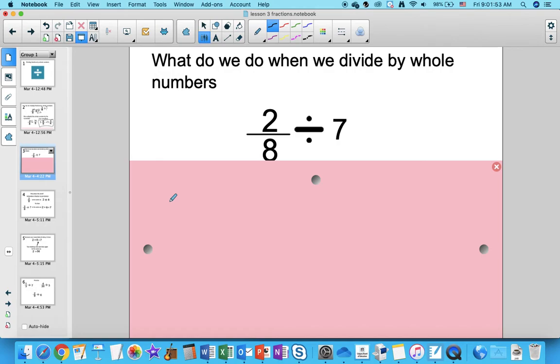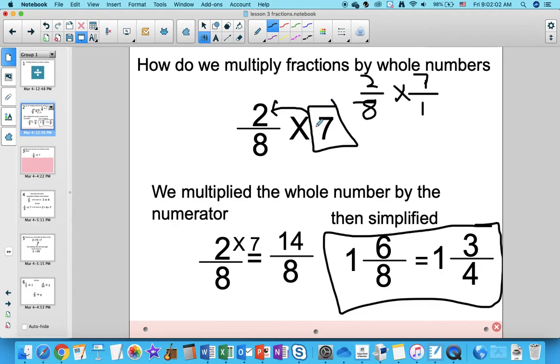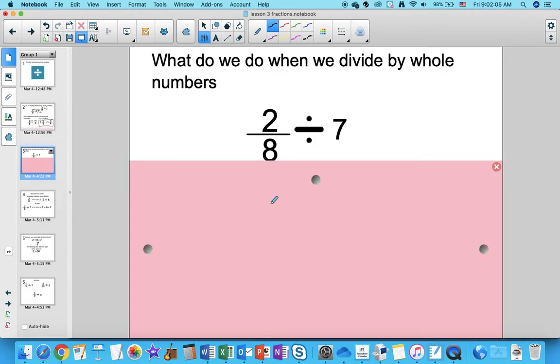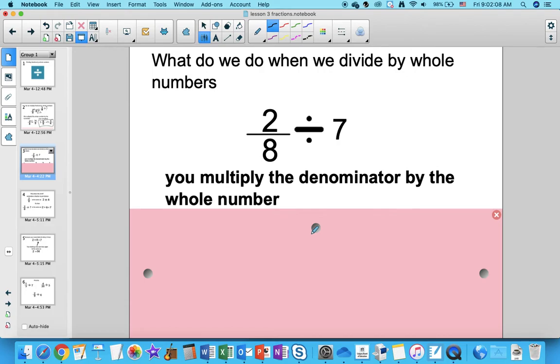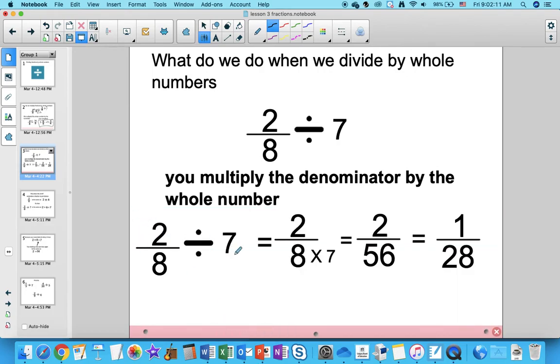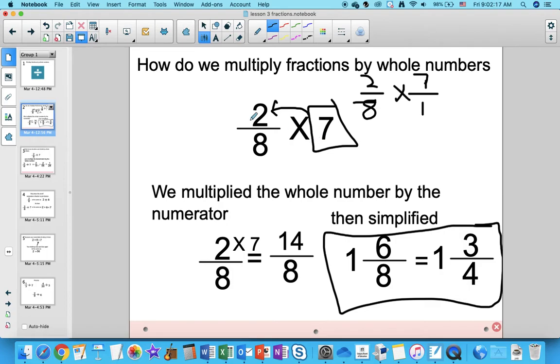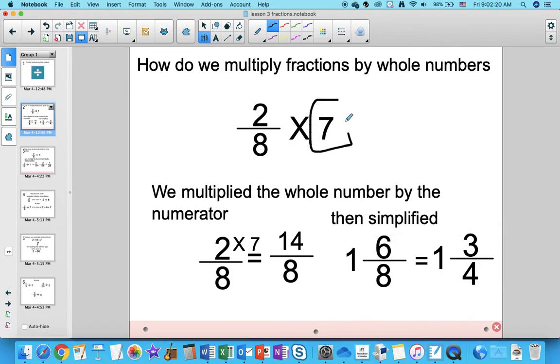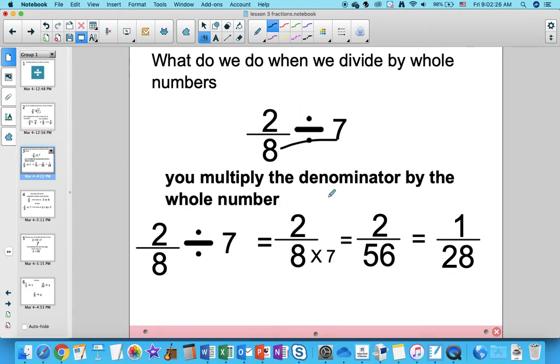Okay, well then, what do we do when we divide? What do we do when we divide by whole numbers? Well, when we multiplied, the shortcut was we just multiplied the tops. Well, in this case, you multiply the bottoms. So here we have 2 over 8 divided by 7. Now I'm not going to turn it into a fraction because that might be a little confusing, but just like when we multiplied whole numbers by fractions, you multiplied the top. Well, in this case, you're multiplying the bottom. So you multiply the denominator by the whole number. So instead of multiplying the top, you're multiplying the bottom.